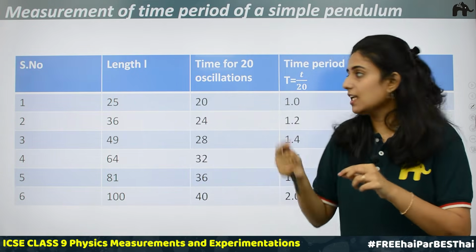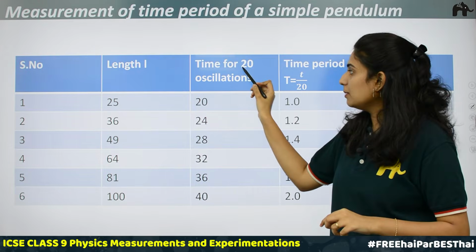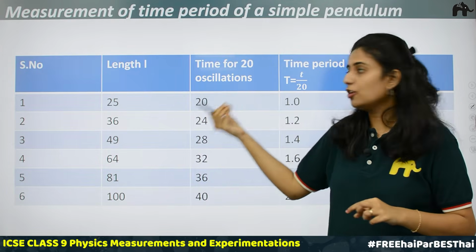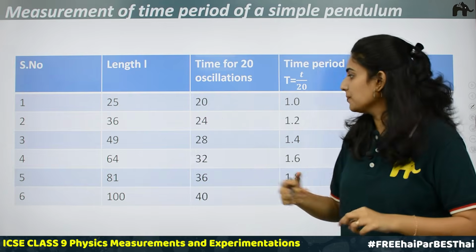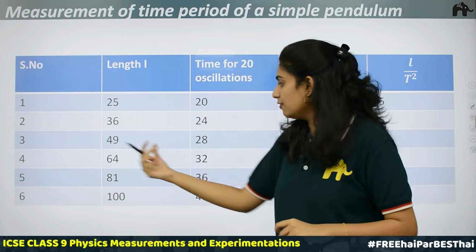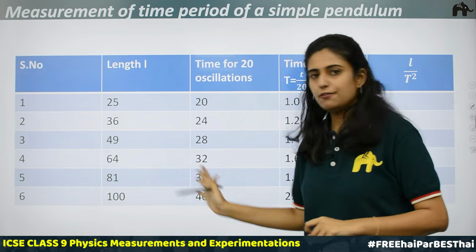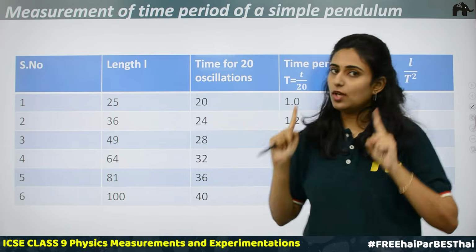Then we will be changing the length of string to 36 and performing the same experiment. We will be finding the time taken for 20 oscillations. You will be getting 24, 49, 28. When the string is of length 64, then 32, 81, 36 and 100. Okay, we got the time for 20 oscillations.